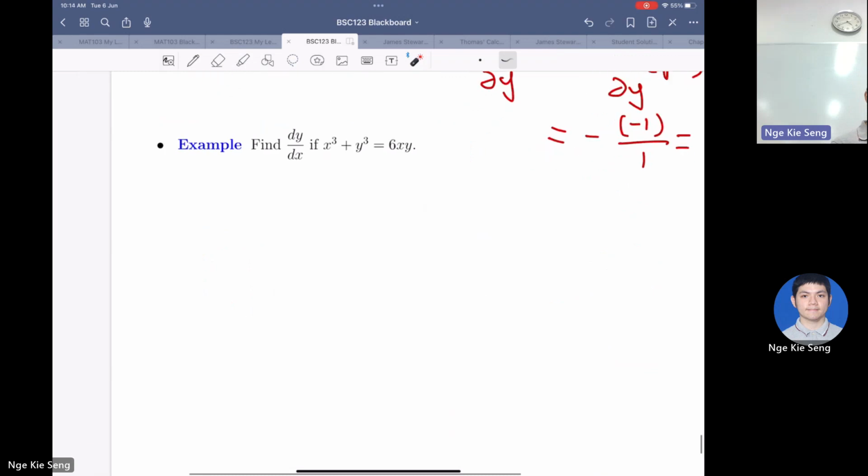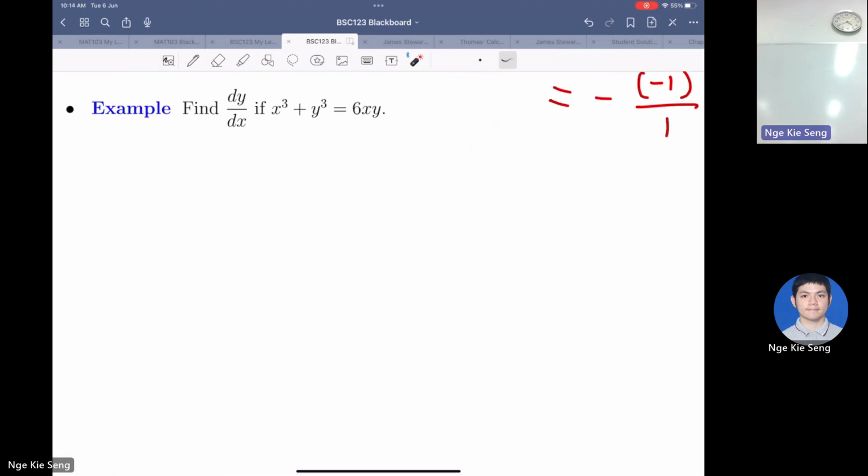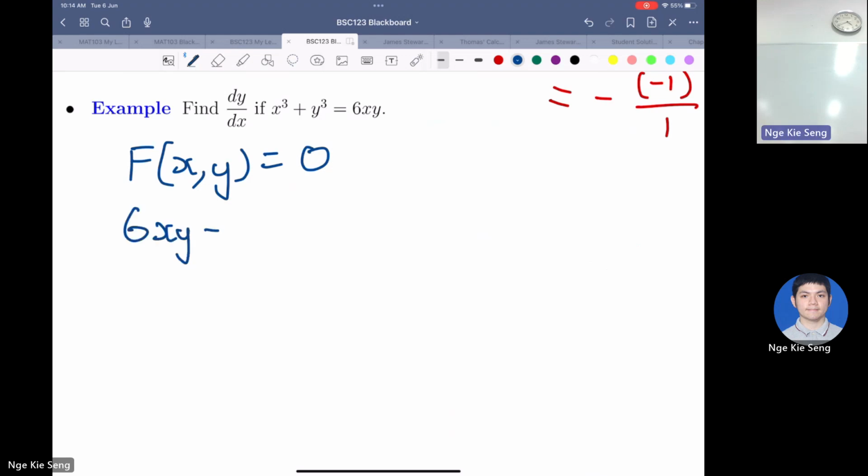Okay, let's look at another example. Find dy dx if x cubed plus y cubed equals 6xy. So you have an implicit function here. How do we find dy dx? What's the first step you need? Capital F. How do we find capital F? Capital F has to equal 0. So 6xy minus x cubed minus y cubed equals 0.